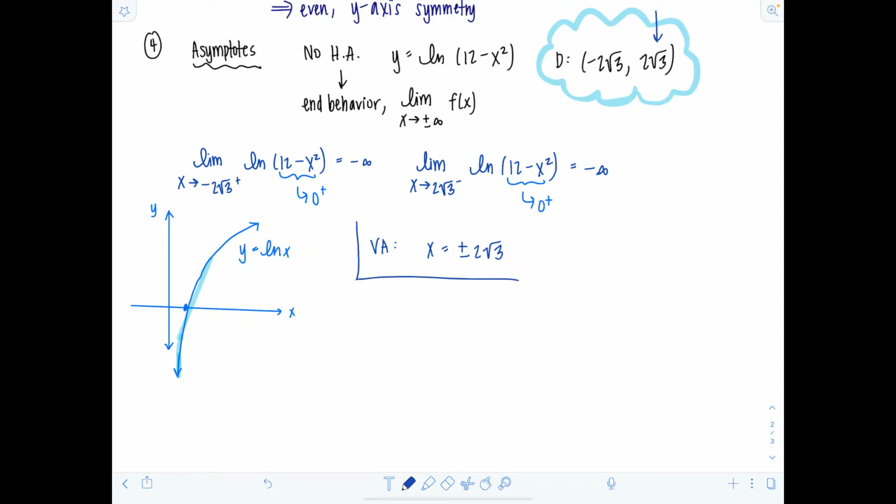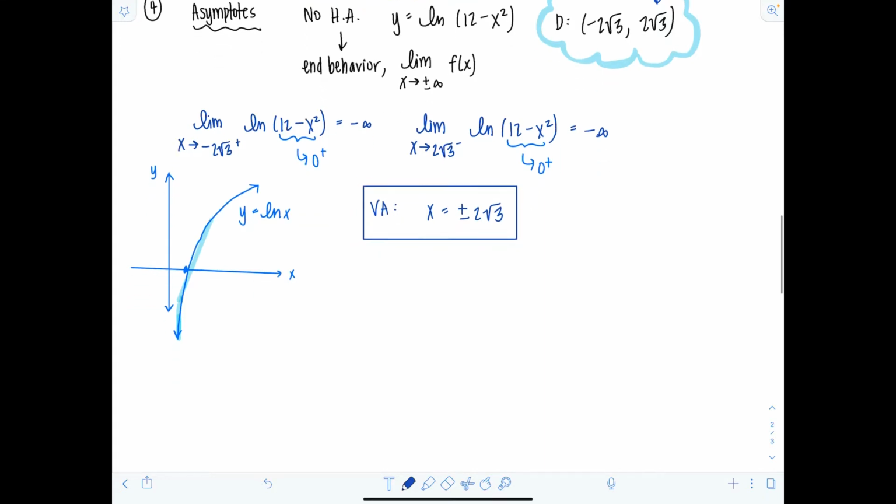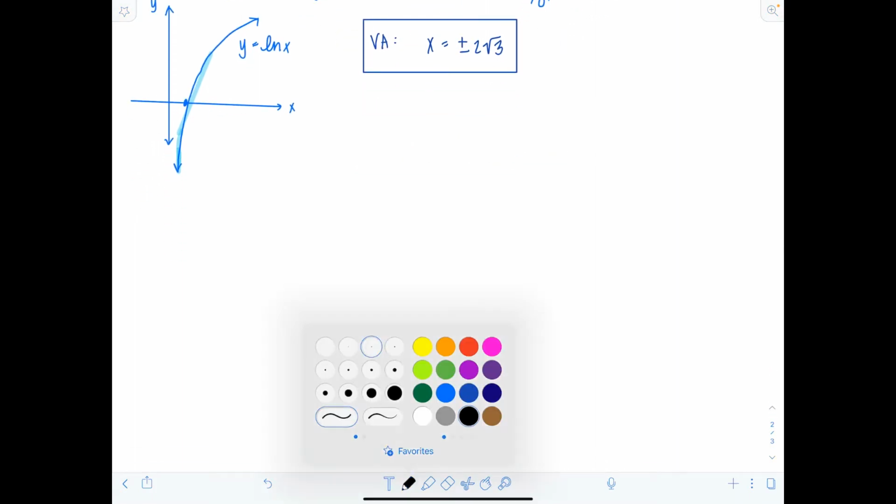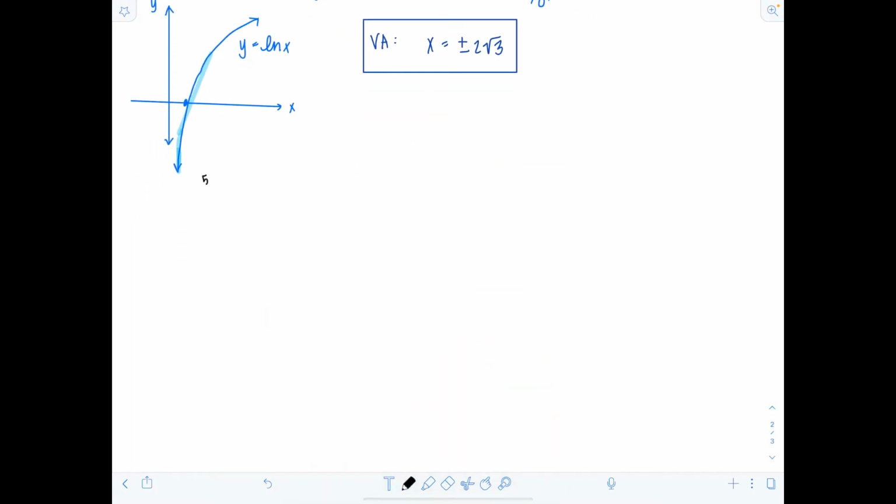Now, let's move on to calculus time. We've done some calculus with the limits and finding the asymptotes, but now let's take some derivatives. So the fifth step, what I'm interested in is finding where the graph is increasing and decreasing. And I need f prime of x, or dy dx. I'll call the function f of x equals natural log of 12 minus x squared.